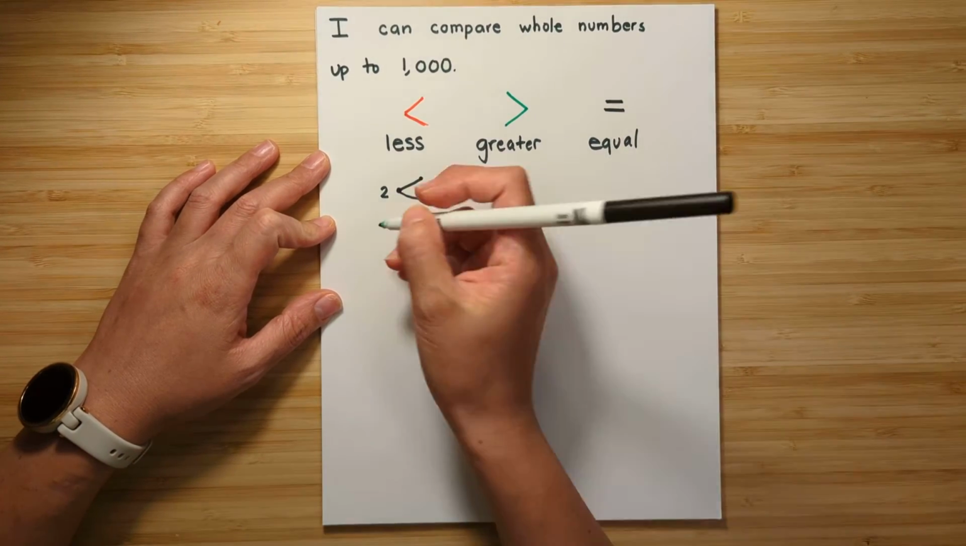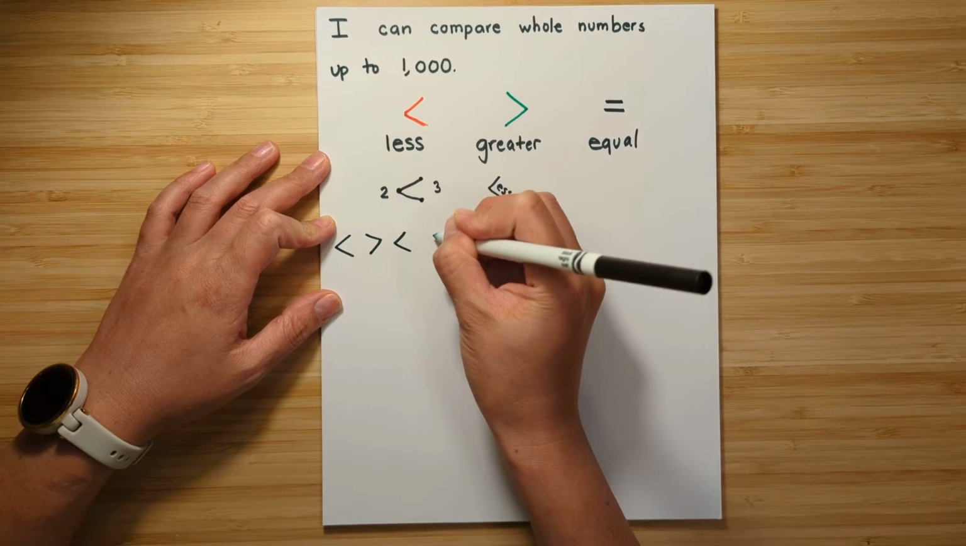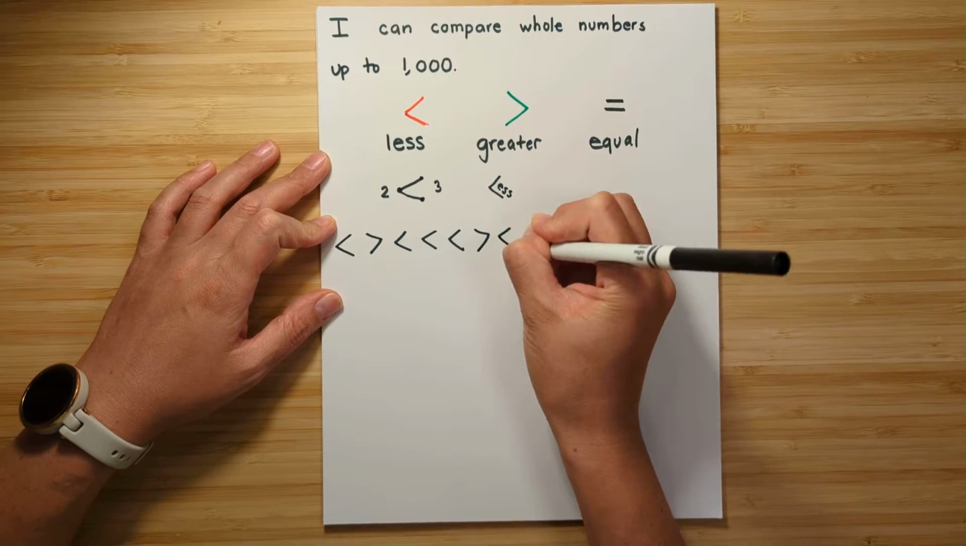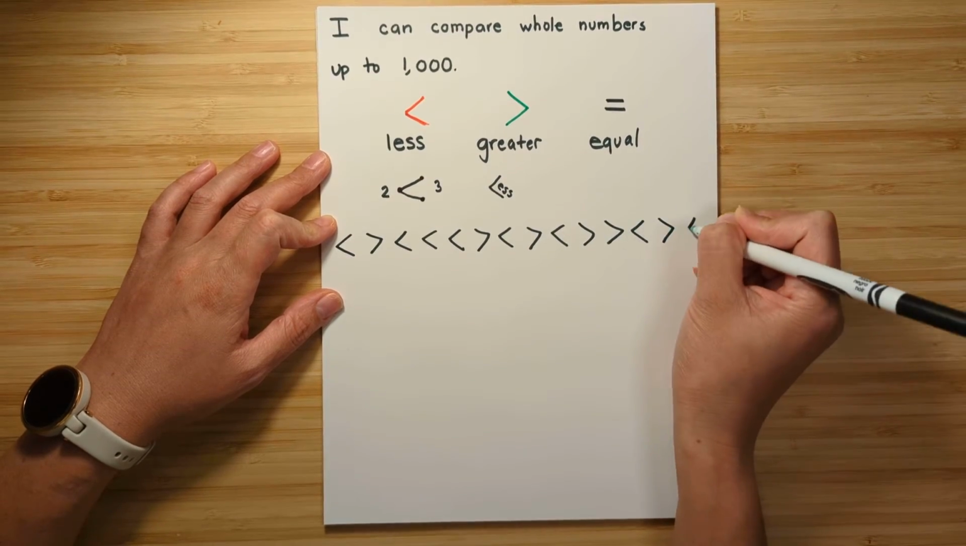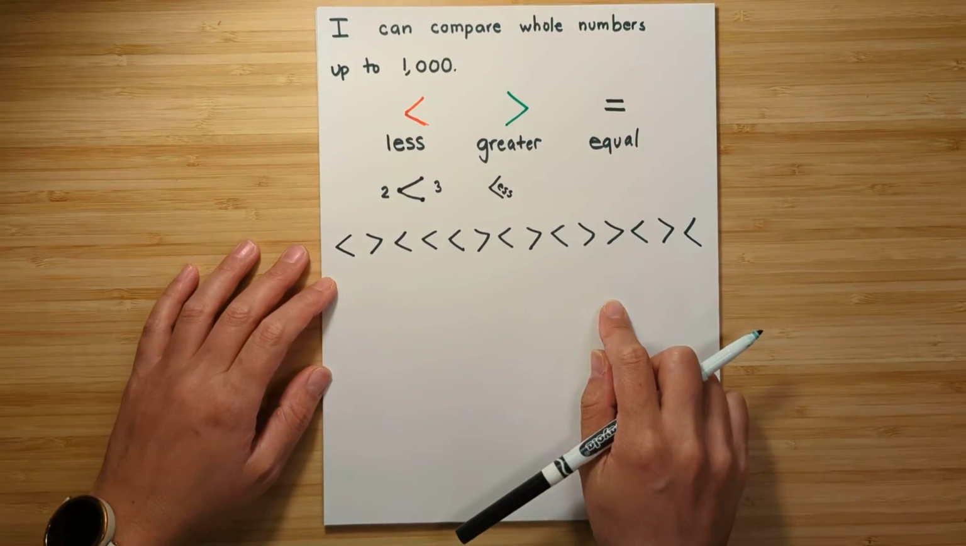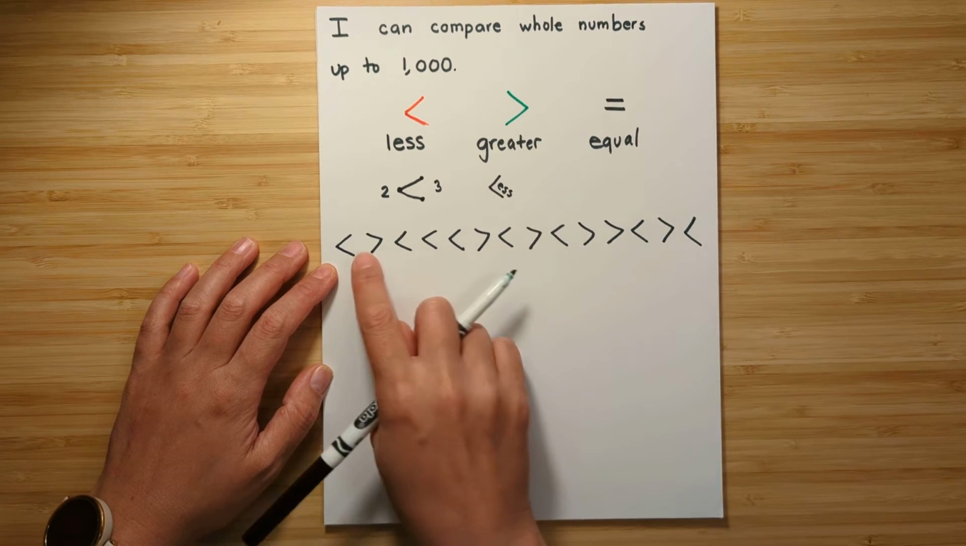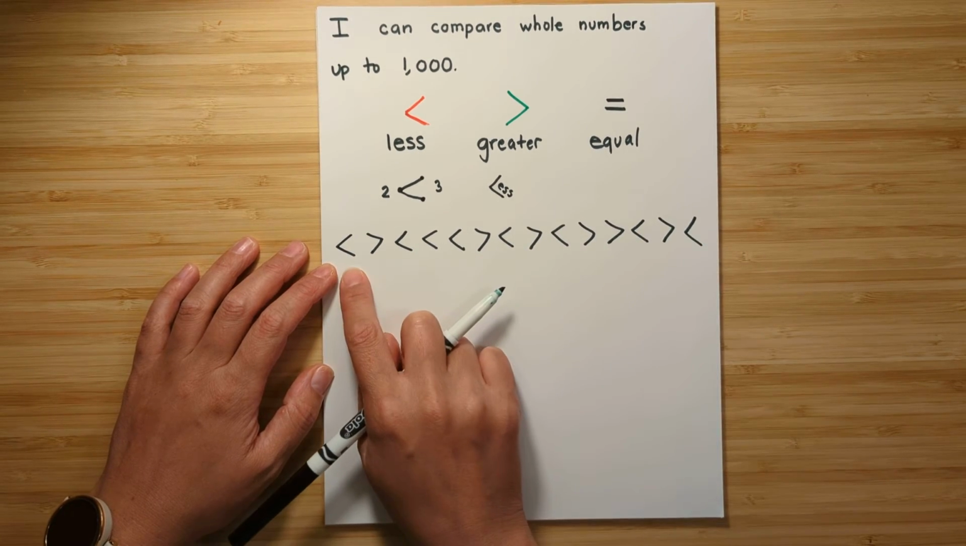All right, let's practice reading just some random order of less than and greater than symbols. Again, we're not doing equal to because it's pretty different. Okay, you want to practice reading these symbols like they're words. Let's practice. Let's read it together.